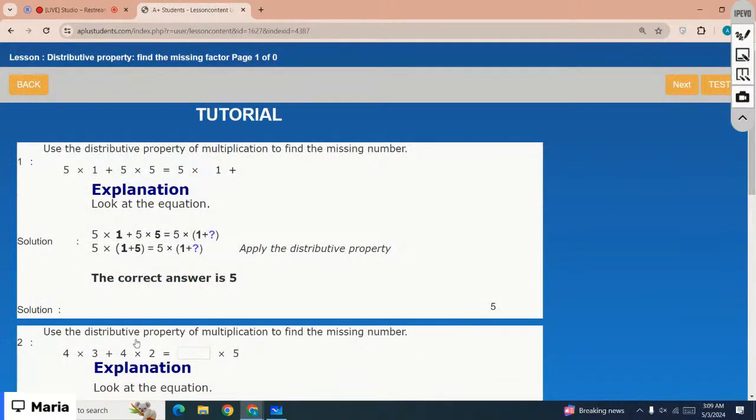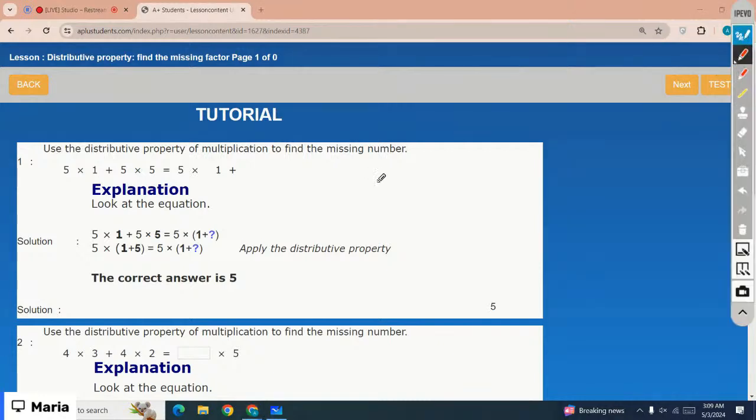Now the first thing is we need to learn what the distributive property is, right? We have covered two or three examples in the last lesson. Probably you know what it is, but let me just explain again. Use the distributive property of multiplication to find the missing number. Usually the distributive property looks like this: you have two operations involved, a times (b plus c) equals a times b plus a times c, right? You have two operations involved here.